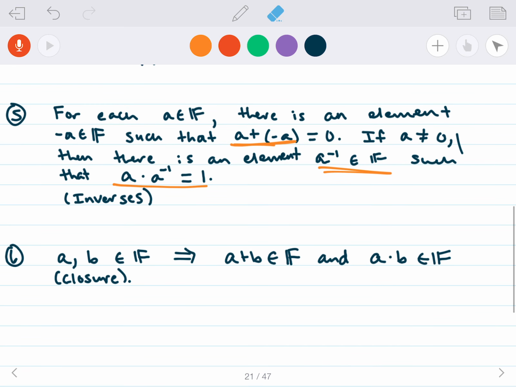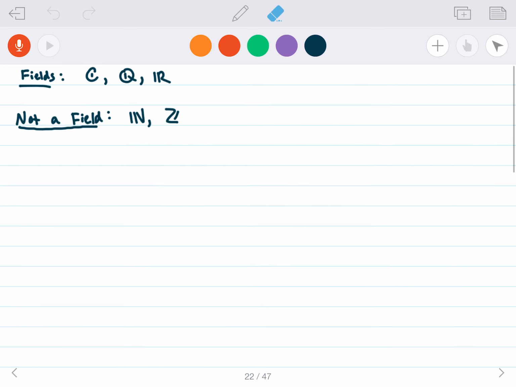And then finally, closure. This is going to probably come up a lot in your math career, but closure means that if you have two things in your field, when you add them together, you get something else in your field. If you multiply them together, you get something else in the field. Honestly, kind of boring, but I did want to talk about this just because we are talking about the real numbers. So here are some examples of fields.